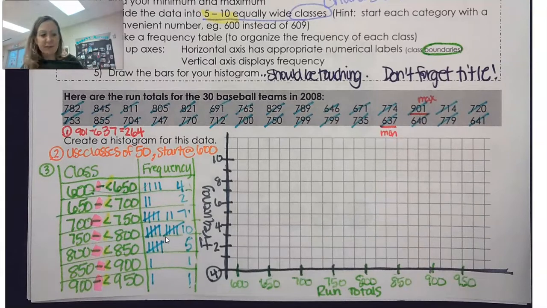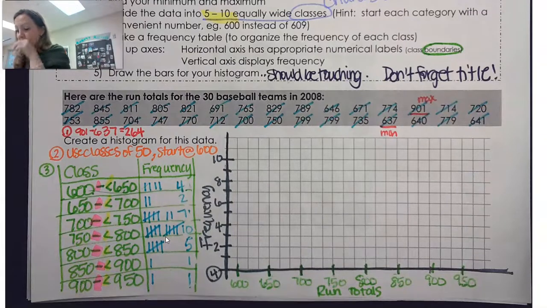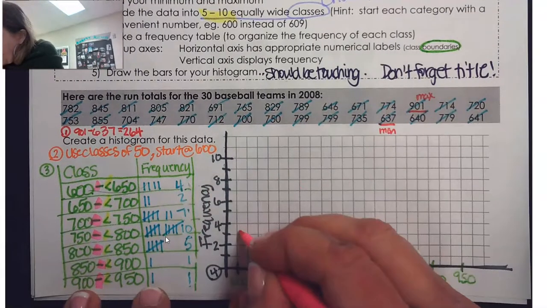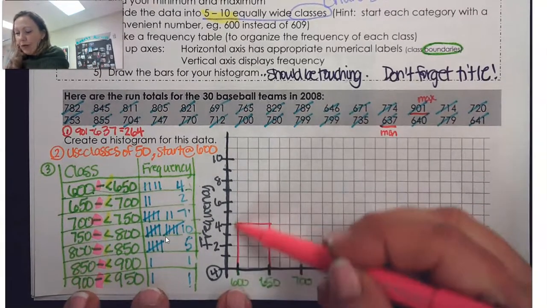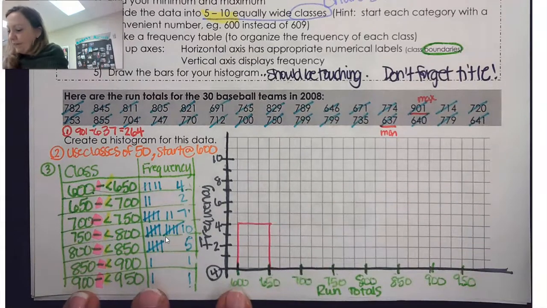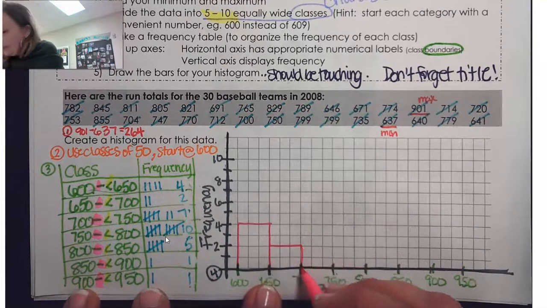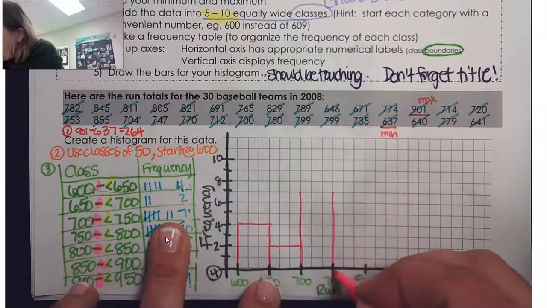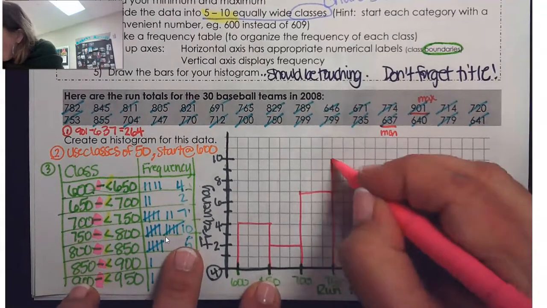And then step 5 is when we actually get to do the bars for the histogram, and then we just draw them up to each frequency. So 600 to less than 650 had a frequency of 4, so we're going to make that bar go up to 4. 650 to 700 had a frequency of 2, so we're going to go up to 2. Now we want to go up to 7 for 700 to less than 750. Then up to 10 for the next class.